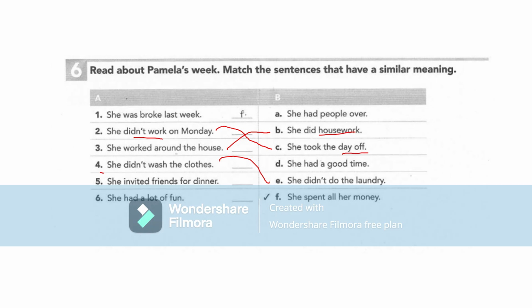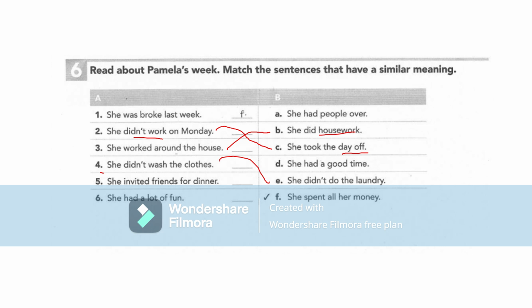Tell me, Johnny Hill. She didn't work on Monday. She took the day off. Excellent. Taking a day off is similar to didn't work. A day off is similar to not work.